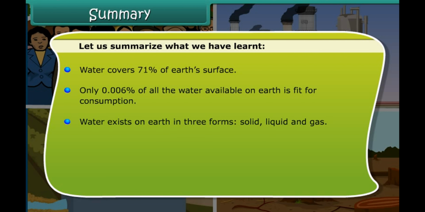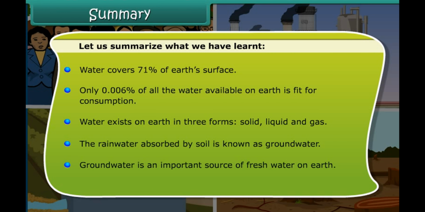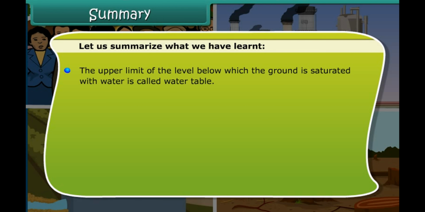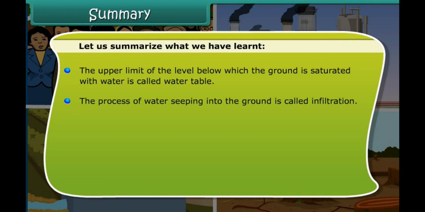Water exists on Earth in three forms: solid, liquid, and gas. The rainwater absorbed by soil is known as groundwater. Groundwater is an important source of fresh water on Earth. The upper limit of the level below which the ground is saturated with water is called water table. The process of water seeping into the ground is called infiltration.